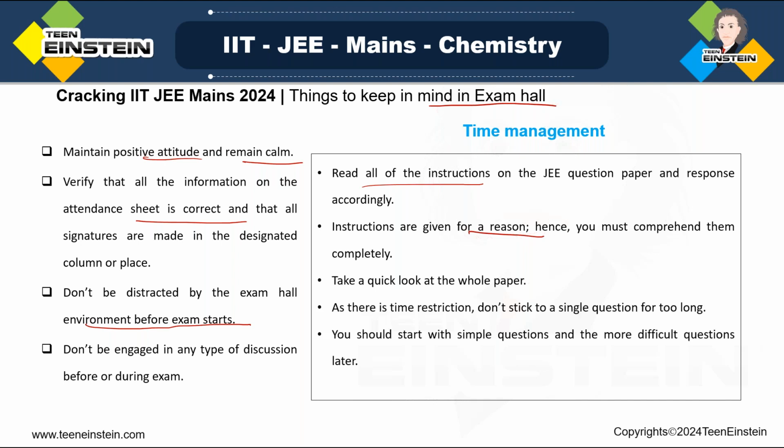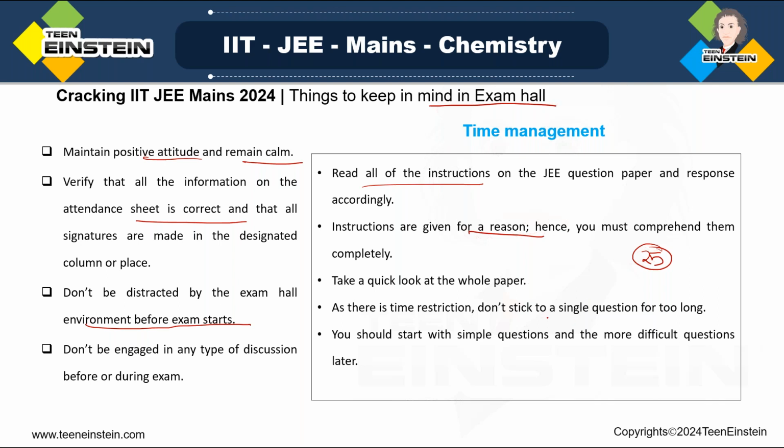And as there is a time restriction, see, if I say that for chemistry there are only 25 questions, and there is a total of 3 hours, so per subject it is 60 minutes. So for 25 questions, 60 minutes, if I consider it, it is 2.4 minutes per question. I'm talking about a particular subject, chemistry; whatever I'm discussing is for chemistry. So for chemistry it is 2.4 minutes, which is not much.